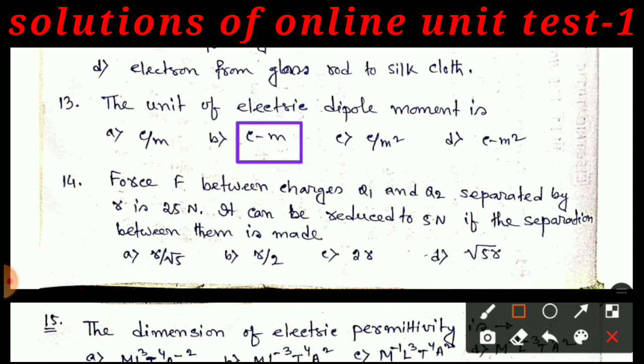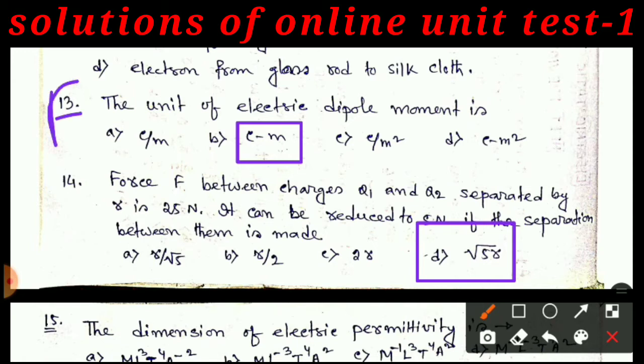Force F between the charges Q1 and Q2 separated by R is 25 Newton. It can be reduced to 5 Newton if the separation between them is made, option D is the right answer, root over 5 R. In that question we know that F is equal to 1 by 4 pi epsilon naught Q1 Q2 by R square.